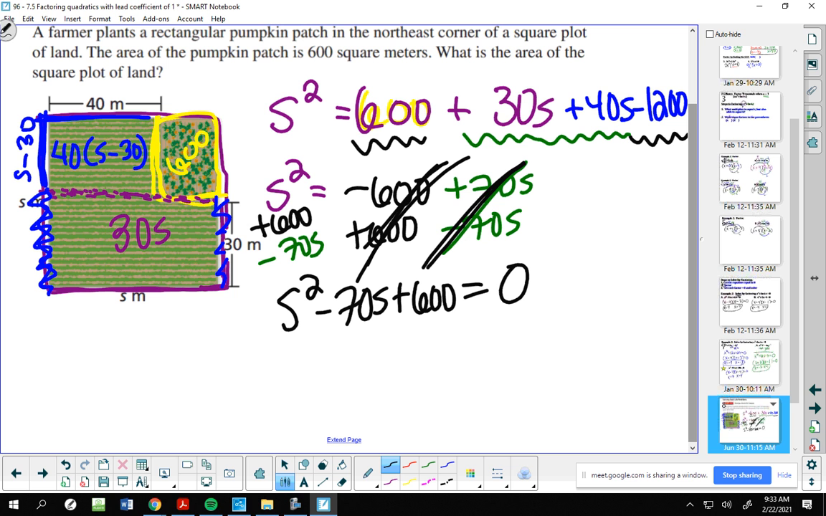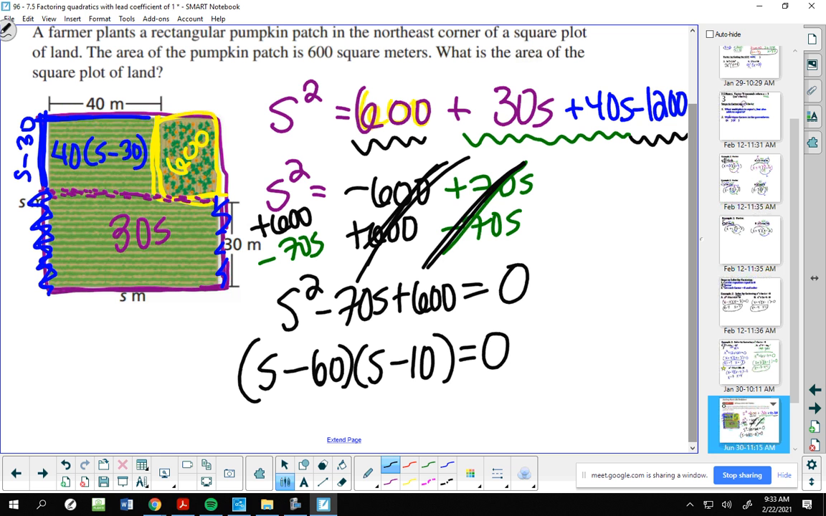I promise the numbers are not bad. It's going to multiply to positive 600 and add to a negative, which means they both have to be what? They both have to be negative. Good. Okay. What are the easiest two numbers that you can think that multiply to 600? 30 and 20, or 60 and 10. Yep. 60 and 10. So negative 60 minus 10 is negative 70.